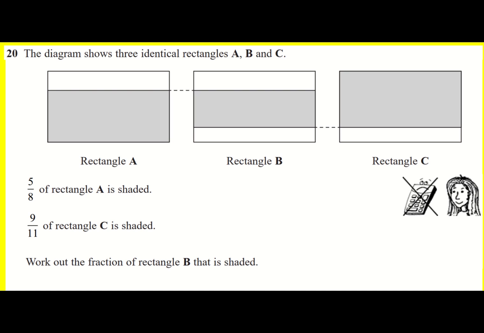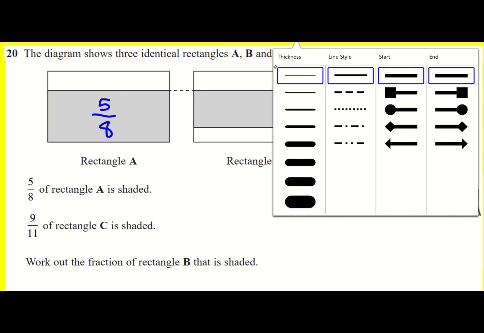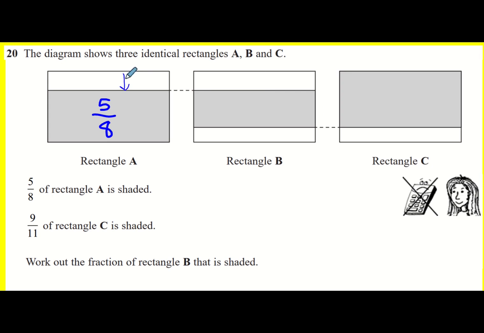Okay, so if 5/8 of rectangle A is shaded, that must mean this is 5/8. It must mean that this part here is 3/8. And where did I get that from? Well, 5/8 plus 3/8 make 1 whole. So this is, we can assume, 1 whole. And 5/8 plus 3/8 together make 1 whole.